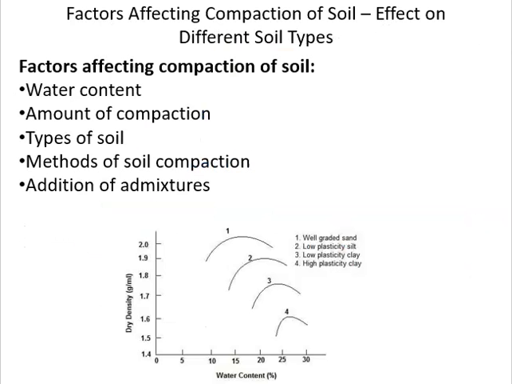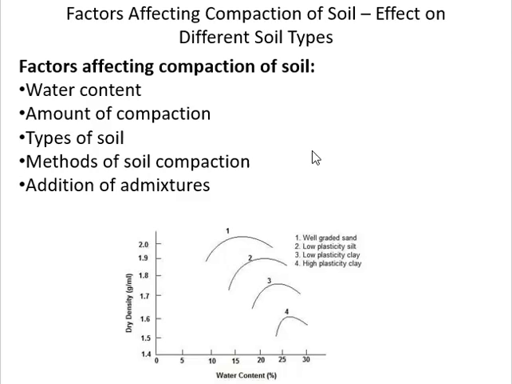Then what are the factors affecting compaction of soil? Water content. As the water content increases, the dry density increases up to OMC and then decreases. Then amount of compaction. As the compactive effort increases, the dry density increases. Types of soil. The dry density achieved by coarse grained soil is greater than that of fine grained soil.